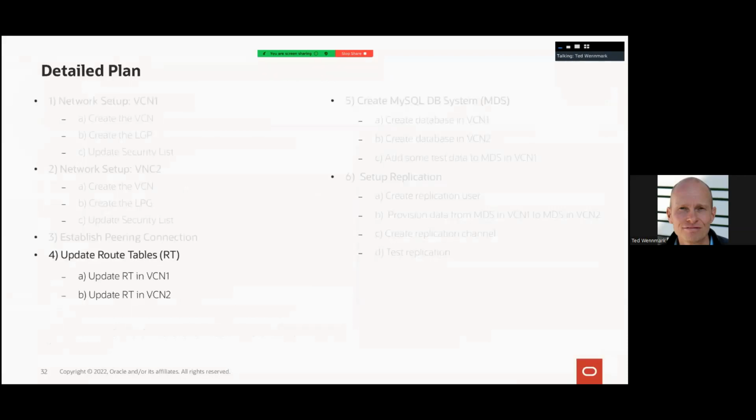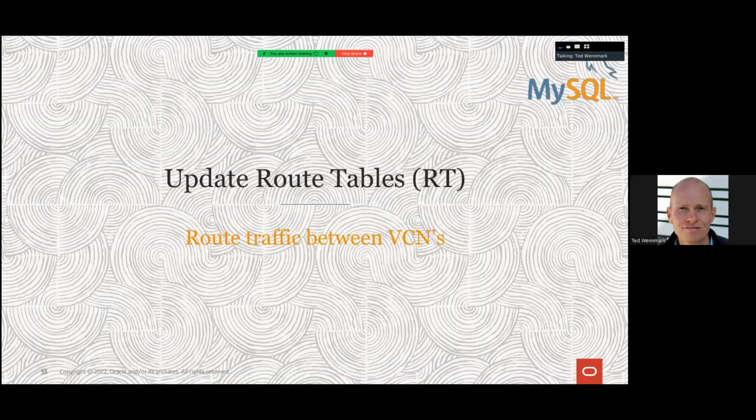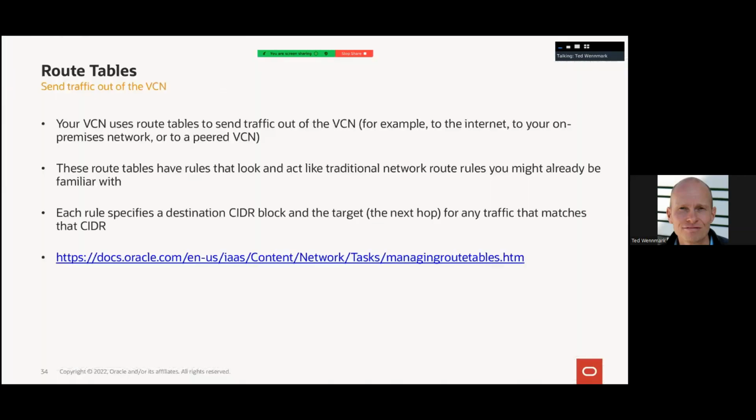But before traffic will actually be able to be sent in between them, we need to update our route tables. Otherwise, we don't know how to send data in between the VCNs. That's actually governed by the route tables. So we need to update the route tables both in VCN1 and in VCN2. This will, of course, make it possible to route traffic in between your two different VCNs.